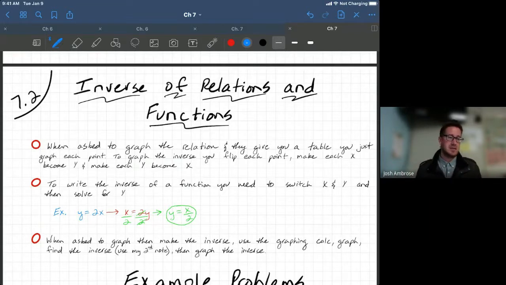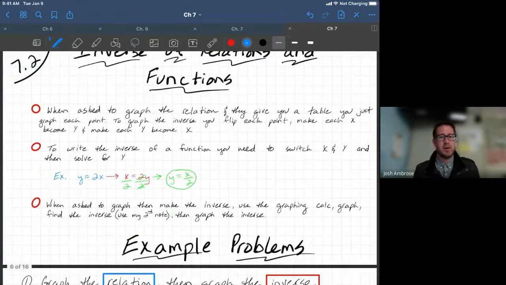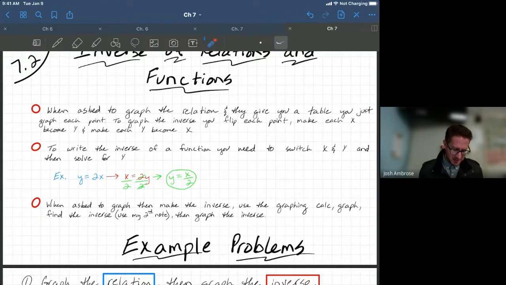Now the next part, when they ask you to write the inverse of a function, we're at the second point here. All you're doing is switch the x's and y's and solve for y. I gave you an example problem of exactly what I mean. Here is what they would give you. Everything in the red is you switching it. I switched the x and y, and then everything in the green is me solving for y. That's all you have to do. They give you the equation, switch x and y, then solve for y. That's going to represent an inverse function.